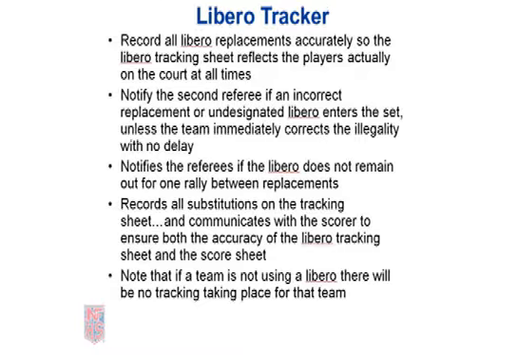During the match, the libero tracker will record all libero replacements accurately so the libero tracking sheet reflects the players actually on the court at all times. Notify the second referee if an incorrect replacement or undesignated libero enters the set, unless the team immediately corrects the illegality with no delay. Notify the officials if the libero does not remain out for one rally between replacements, record all substitutions on the tracking sheet, and communicate with the scorer to ensure both the accuracy of the libero tracking sheet and the score sheet. Note that if a team is not using a libero, there will be no tracking taking place for that team.